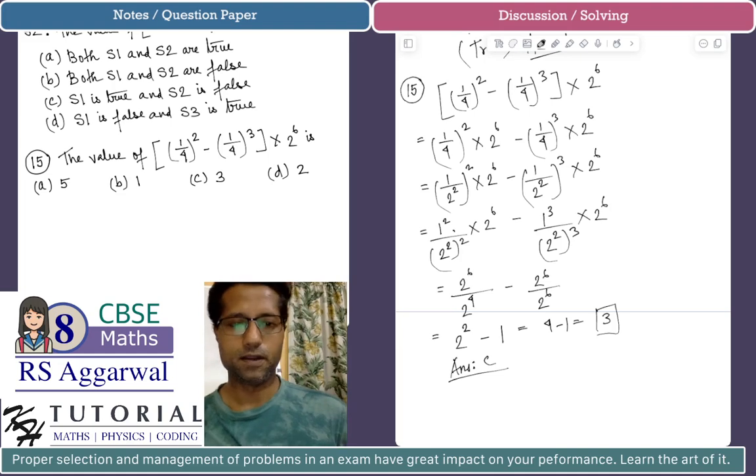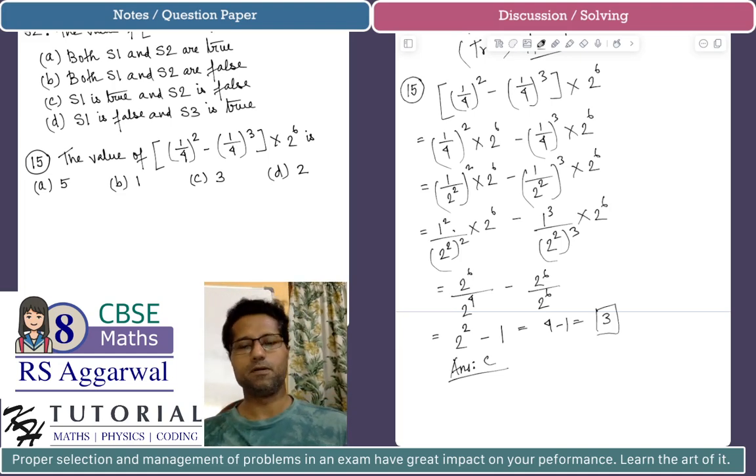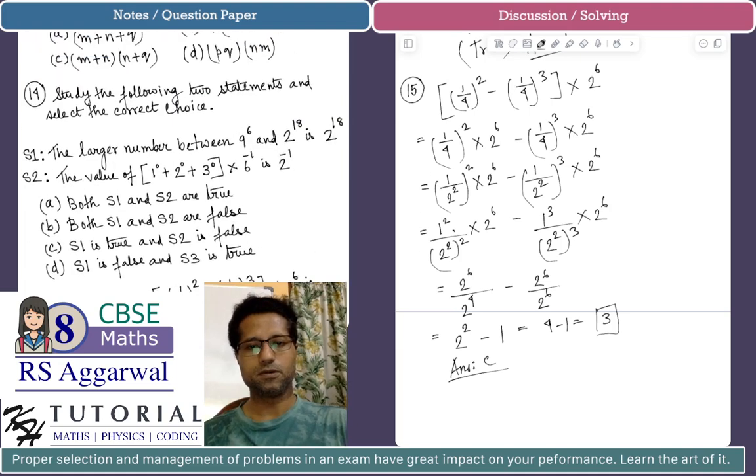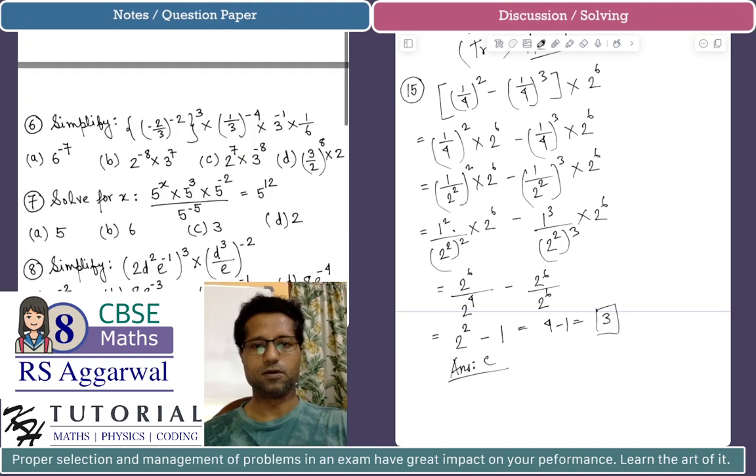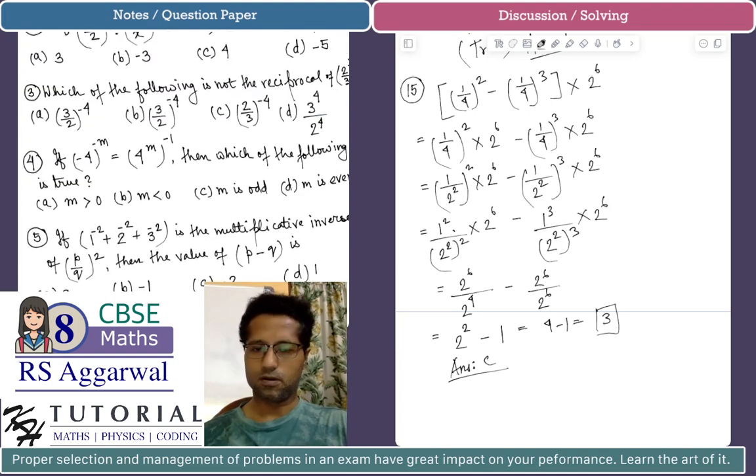So this brings to an end of solving sample test paper number 2. I hope this set of problems will be a good practice to evaluate your understanding of the concepts of exponents, its laws, and all the concepts that we have discussed from the textbook of author R.S. Aggarwal, that is numbers in standard form, large numbers, very small numbers in standard form, and the basics of exponents and its laws.